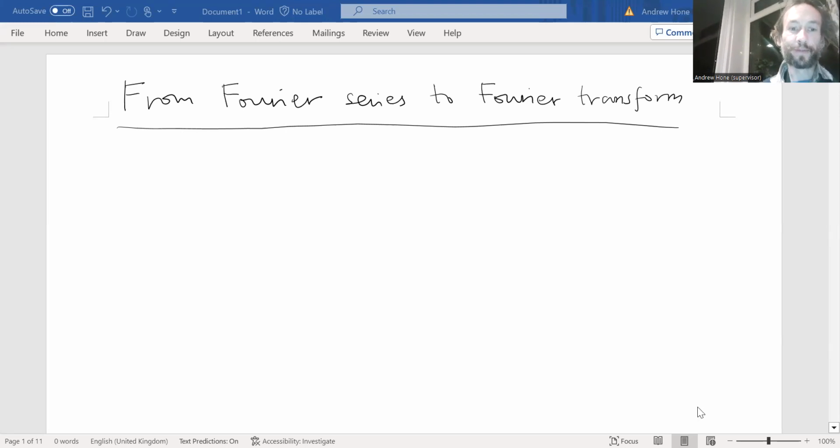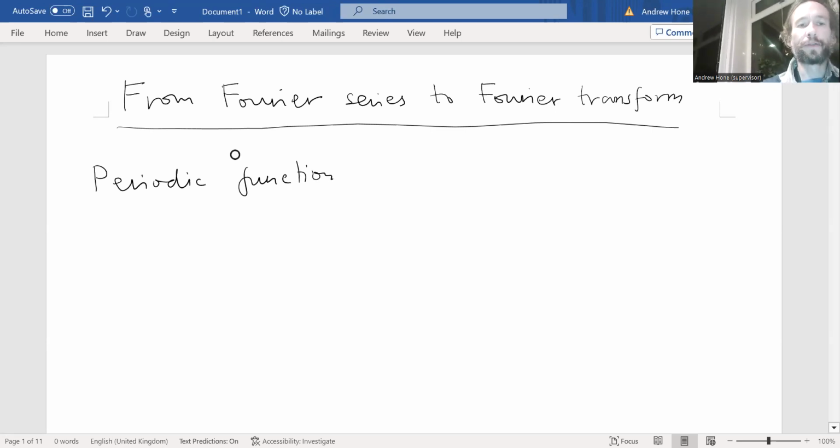Okay, so I'm assuming that you know what a Fourier series is, that you've seen that before, but once we start using Fourier transforms, we can kind of forget about Fourier series if you don't remember much about Fourier series. But the starting point, so going from a Fourier series to a Fourier transform, is that you have a periodic function f.